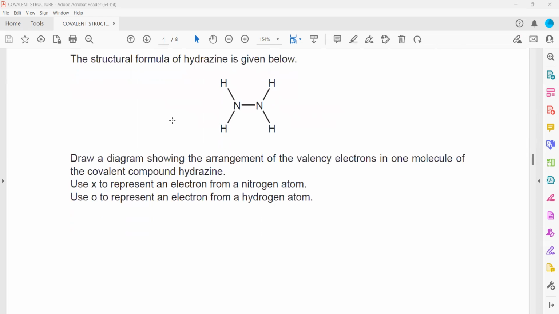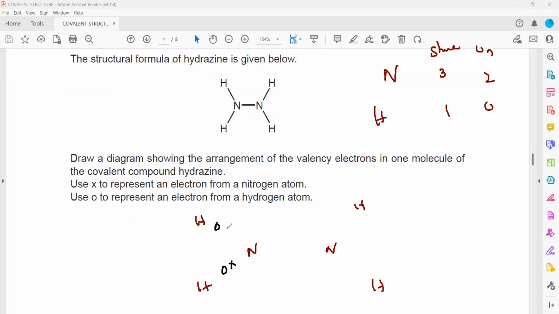Next, the hydrogen structure is given. You have to just complete a dot and cross diagram. Nitrogen belongs to group 5, so it will share 3 and unshared will be 2. Hydrogen always shares 1 and unshared is 0. So we draw the same structure, and each line represents a pair of electrons. Hydrogen is represented by a circle and nitrogen by a cross.